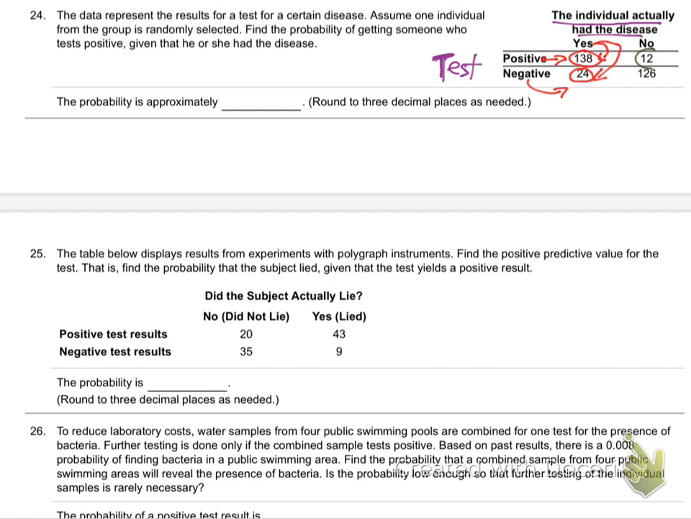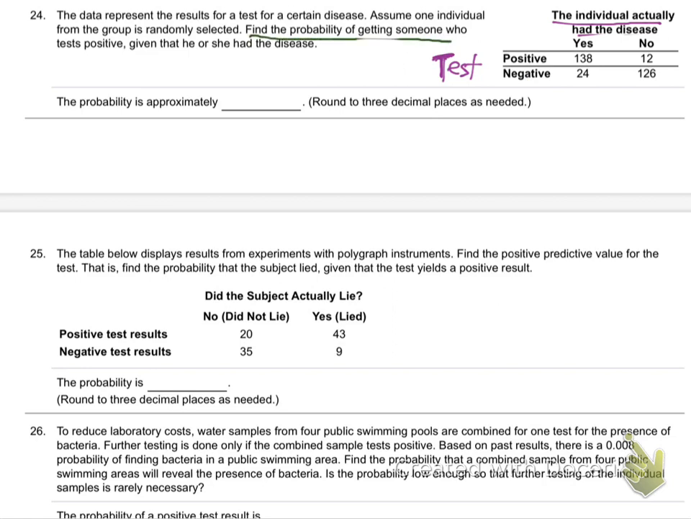What about these 12 people over here? No, they don't have the disease, but the test gave them a positive result saying they do have the disease. That's a false positive. And then finally, these 126, no, they don't have the disease, and the test correctly said negative, they don't have the disease. Okay, so with that clear, let's look at the question.